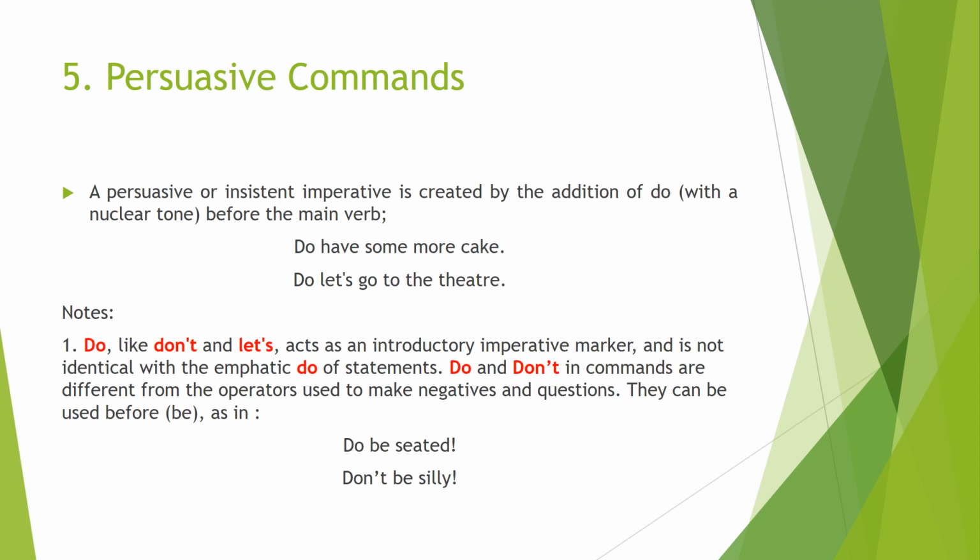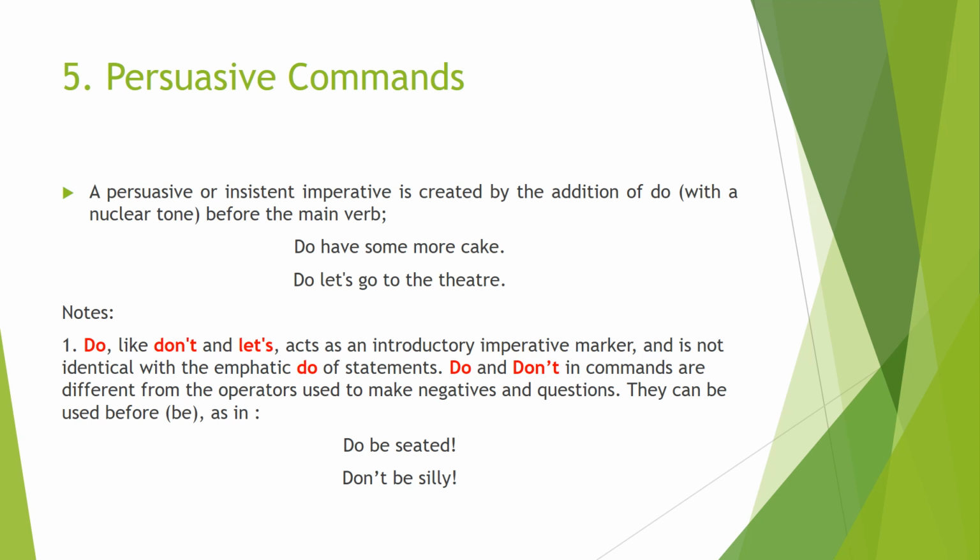The last type of commands is called persuasive commands. What does it mean, persuasive commands? A persuasive or insistent imperative is created by the addition of do with a nuclear tone before the main verb. So if I want to insist on you to do something, or to persuade you to do something, I am going to give you a command, but I'm going to start my command with do.